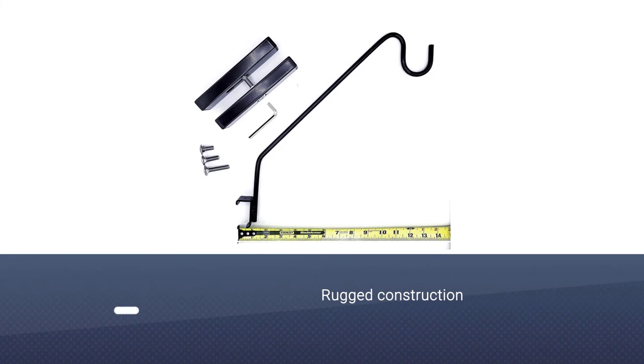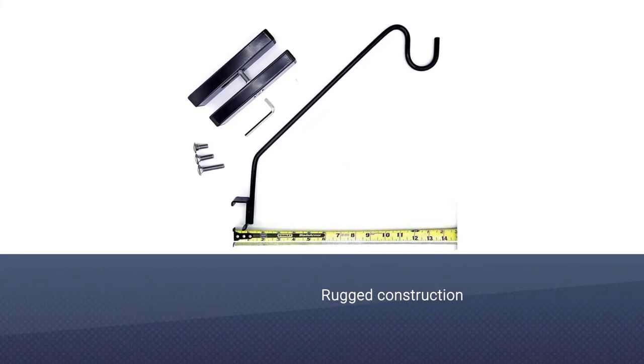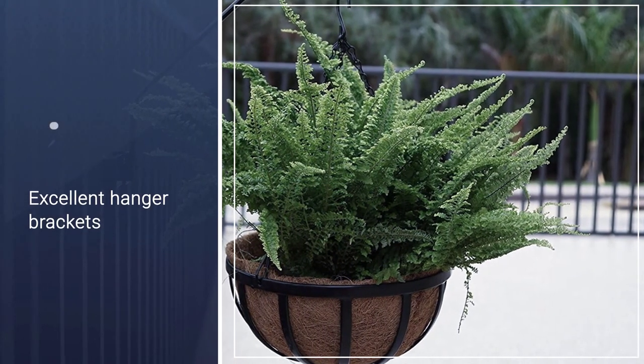We'd say that this hook kit has a net advantage over a standard bird feeder pole, as its hanging accessory is universal, so it can be installed on any banister, railing, or even your fence pole.